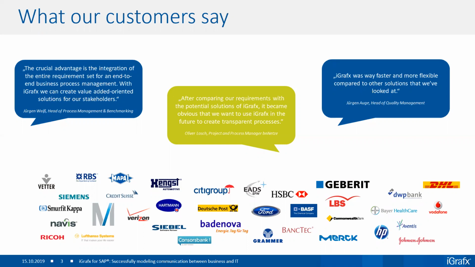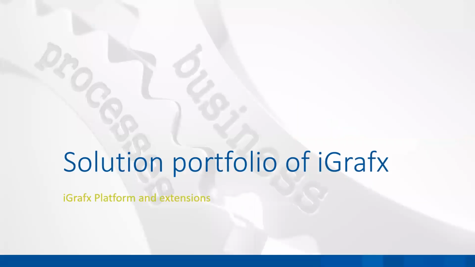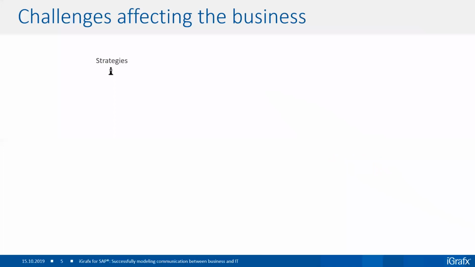That means how can I connect my business process management with my IT process management that will happen in SAP. Before I talk about that and show it in our tool, I would like to talk a little about the solution portfolio of iGrafx. As we already mentioned, it's important to map the business and IT initiatives in the company. And how can we achieve that? That's what I want to highlight in the following slide that I'm showing here.